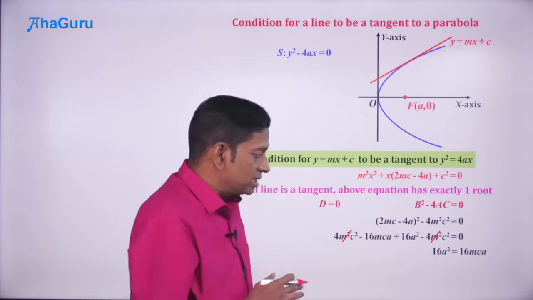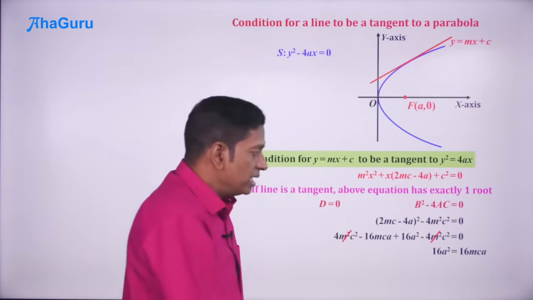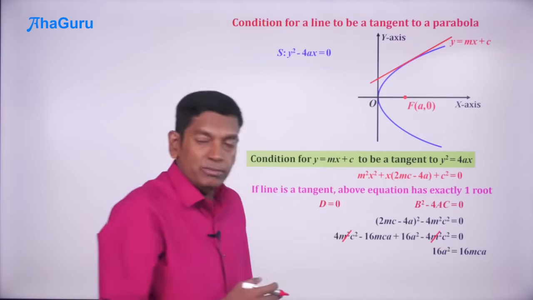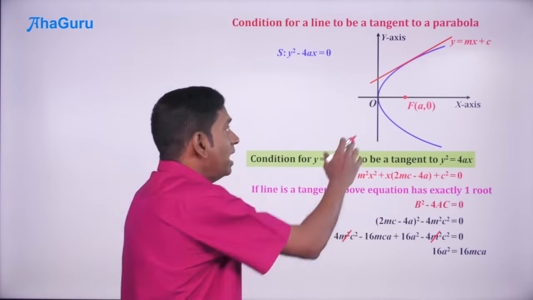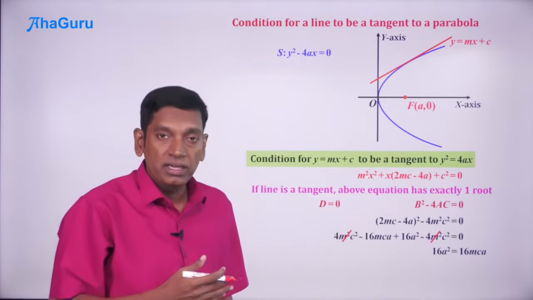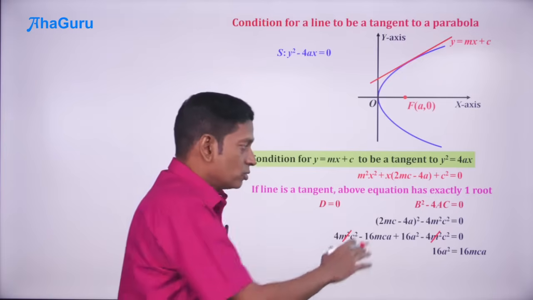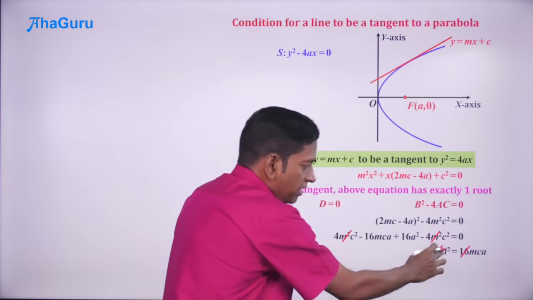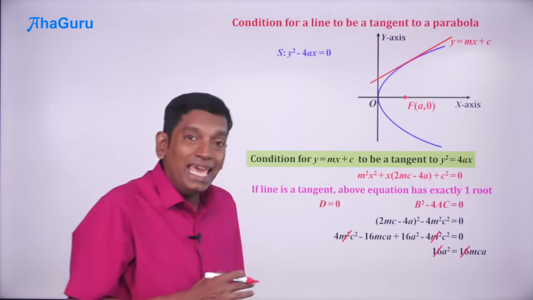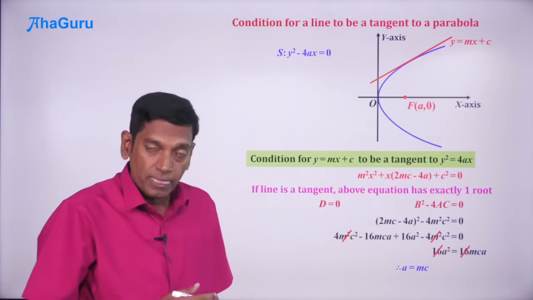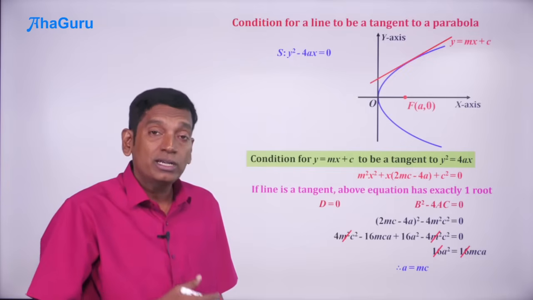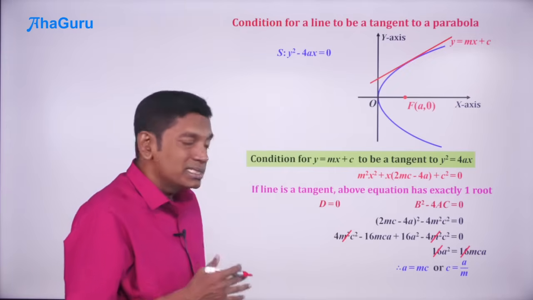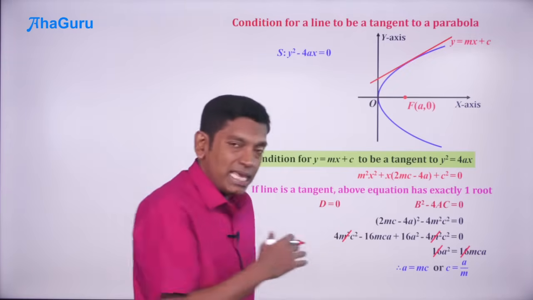So what you are left with is 16a squared equals 16mca, and one a can also be cancelled because a is not 0. Remember, a is there in the parabola equation. If a is 0, you don't get a parabola at all. So we can happily cancel a, and of course first we will cancel the 16. After that, if you remove a, you get a equals mc. This is a very, very important condition. This also can be written as c equals a by m. Both are the same.